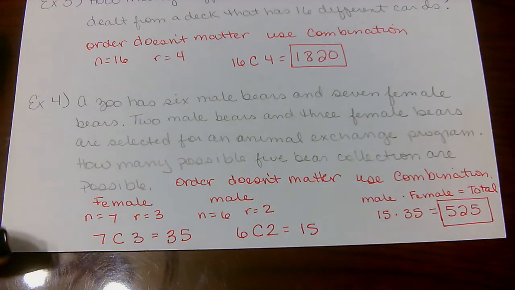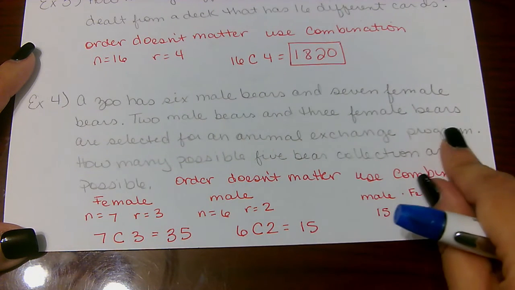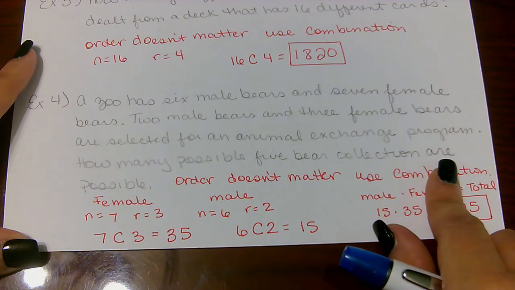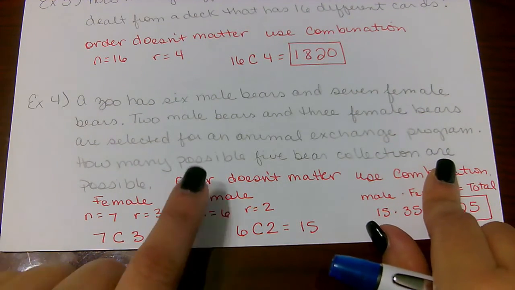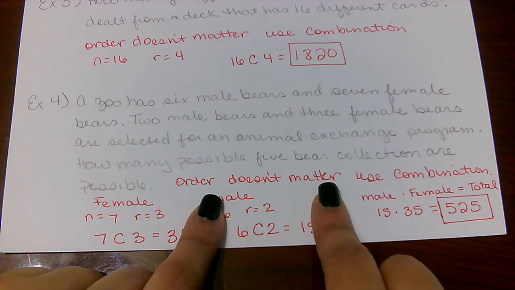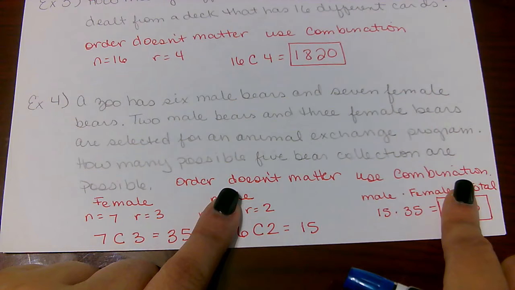So number 4 is a slightly different problem. It says a zoo has 6 male bears and 7 female bears. 2 of the male bears and 3 female bears are going to be selected for an animal exchange program. How many possible 5-bear collections are possible? Well, here again, the order doesn't matter because it's not like we're putting the bears in first, second, or third place, so order does not matter. We're going to be using the combination.